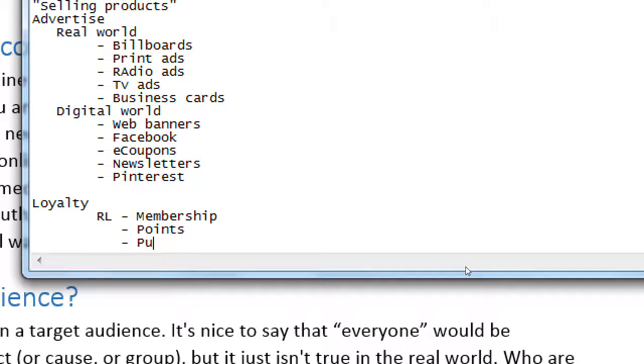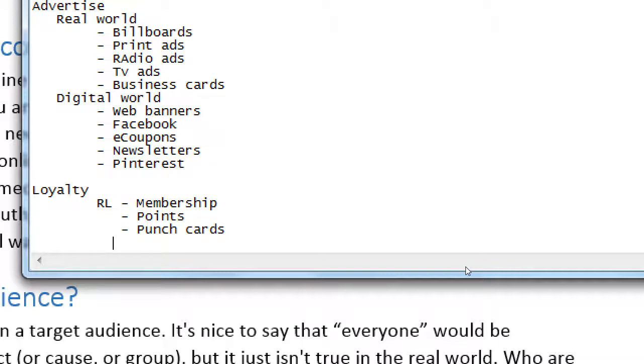Exactly. Those punch cards. You go to some restaurants maybe and they've got a little card and they punch it and then you add that. That's points, membership, that's all very similar. Like birthday things. Oh, okay, yeah. Birthday promos, yeah.